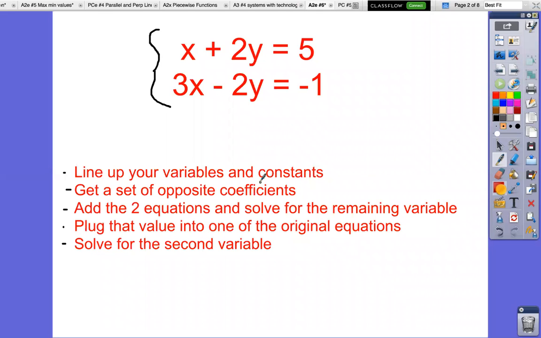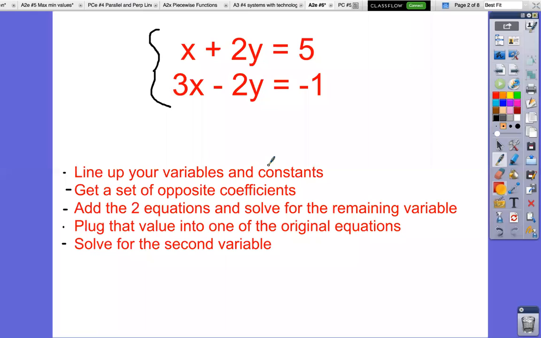So a system of equations, really what it is, you've got two equations that are happening on the same graph or at the same time. So typically, we're trying to find out where they intersect. The solution is where these two lines intersect. We could solve it by graphing, but that'll take a long time. We can solve this by substitution, which is useful sometimes. But the way that you're going to have to do it most of the time is by eliminating a variable. Now notice how I said that we are trying to eliminate a variable. How you do that is get a set of opposite coefficients.